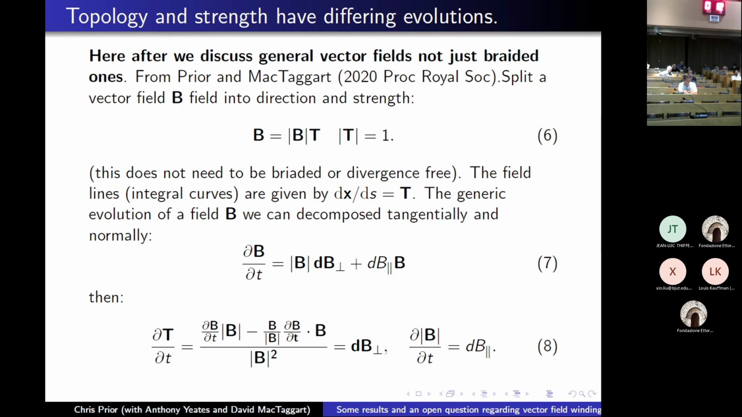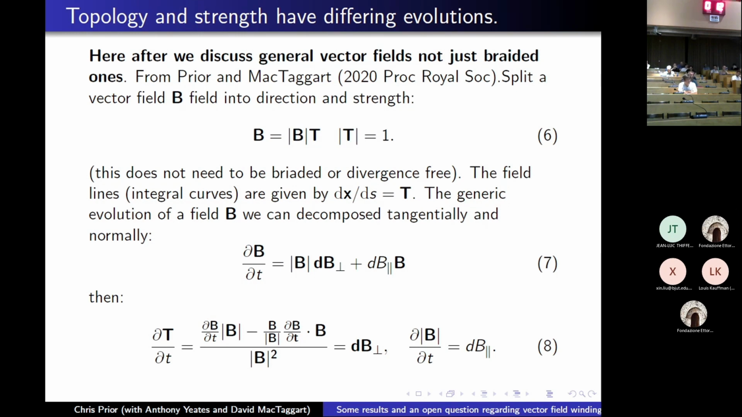So if I want to split the field into its strength and its topology, I just say, okay, well, my vector field, whatever it is, is a field strength times a unit vector field, okay? And the unit vector field obviously is the thing that determines the integral curves of the field. So it's the thing that contains the topology. Then there's just the strength.